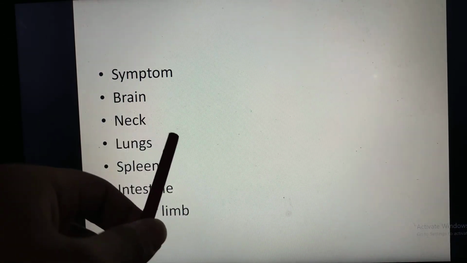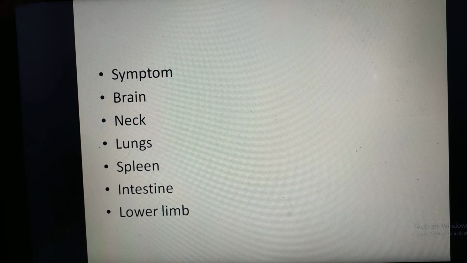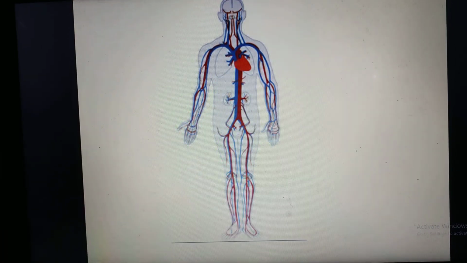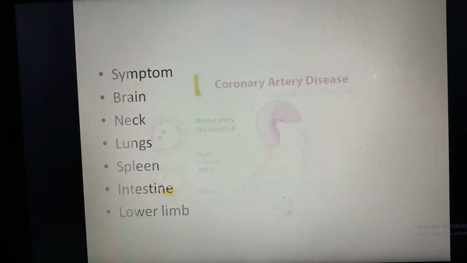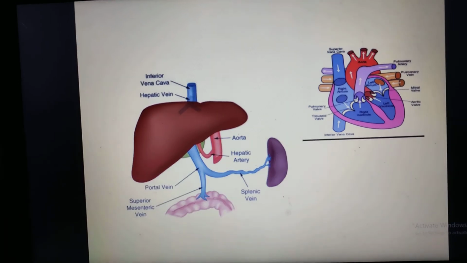Now, what will happen in the spleen? What will happen in the spleen? Please try to see this image. One second. Where did it go? Yeah.